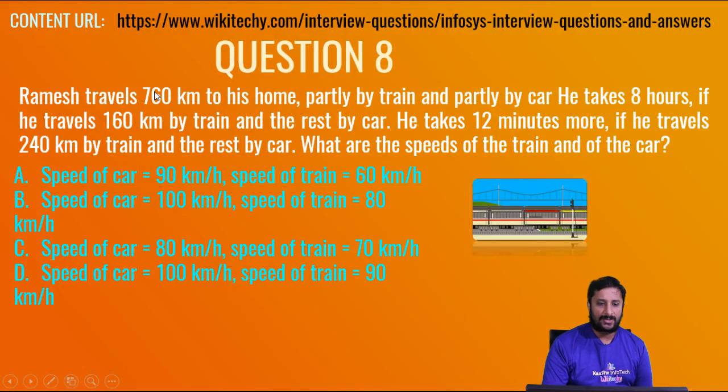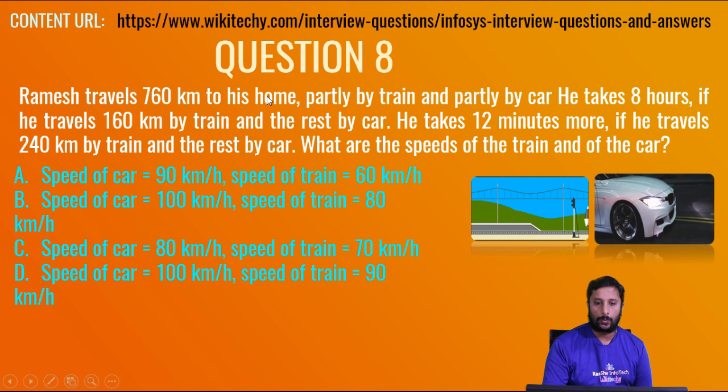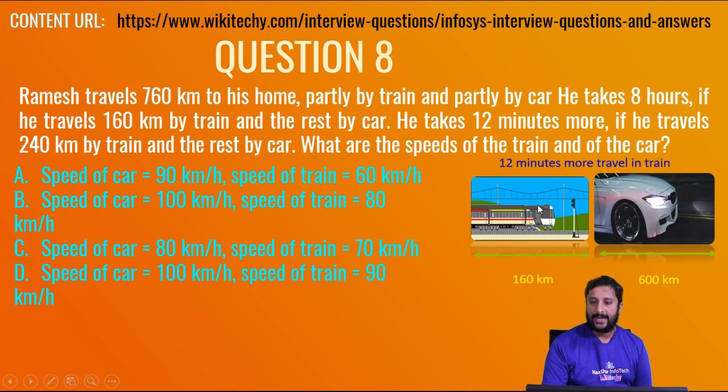Ramesh travels 760 km to his home, partly by train and partly by car. He takes 8 hours if he travels 160 km by train and the rest by car. He takes 12 minutes more if he travels 240 km by train and the rest by car. What is the speed of the train and of the car? That's the question.